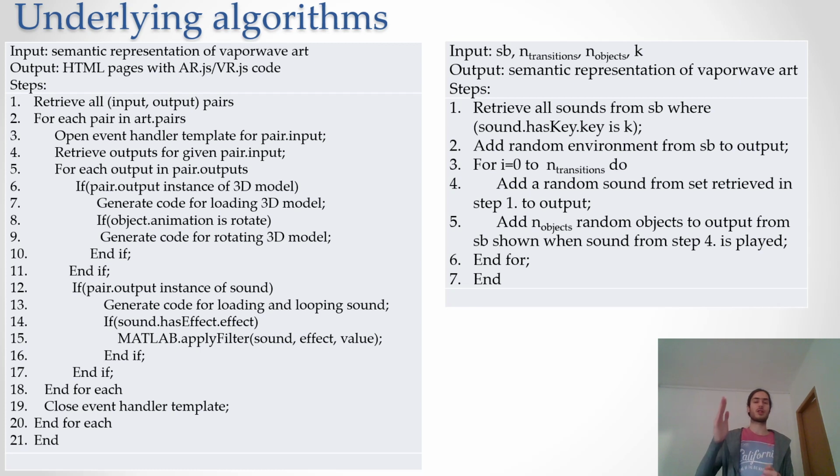So when we, for example, call the second algorithm on the right side of the slide, this can be used as input for the left algorithm that will generate the two corresponding applications. So when we want to generate randomly a vaporwave piece, we provide a key and retrieve the sounds from the semantic knowledge base where the sound key has the desired value. After that, for each of the transitions, we add a random sound from the set of sounds taken. And moreover, we take n random objects from the semantic knowledge base and add them to the scene. So this is used later as an input of the left algorithm.